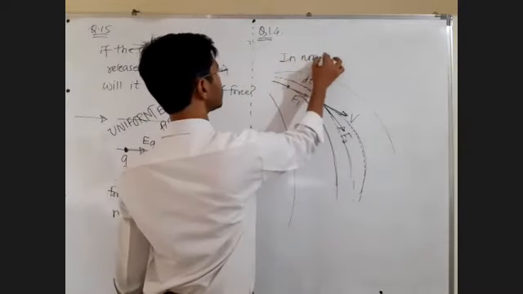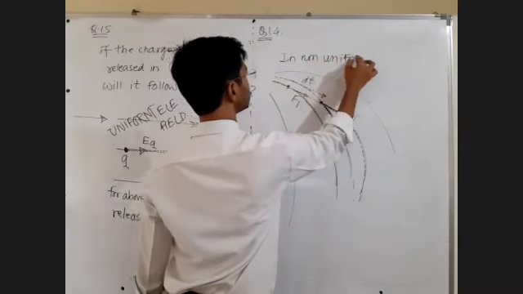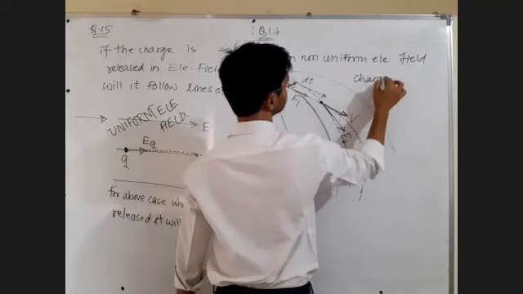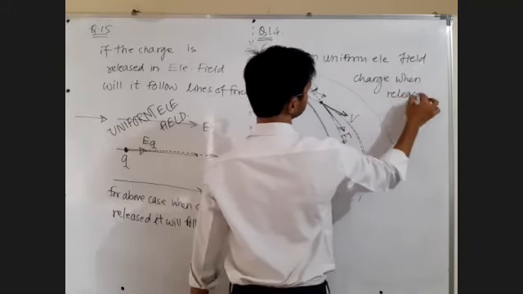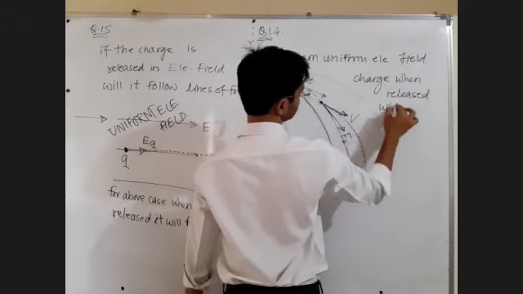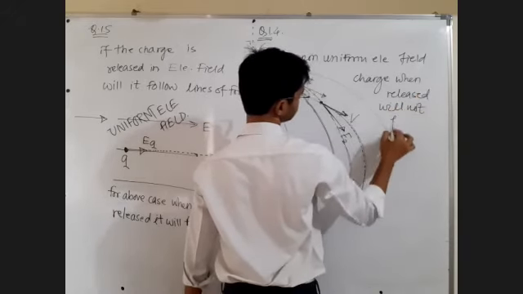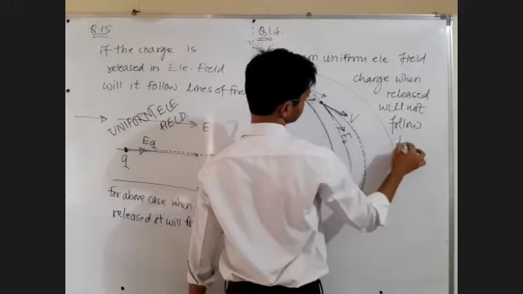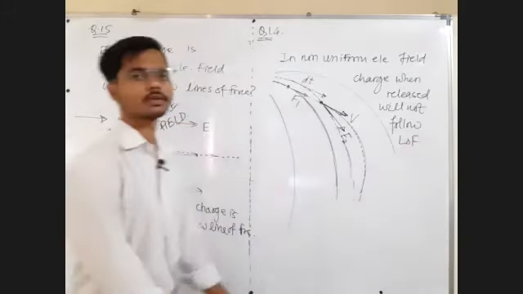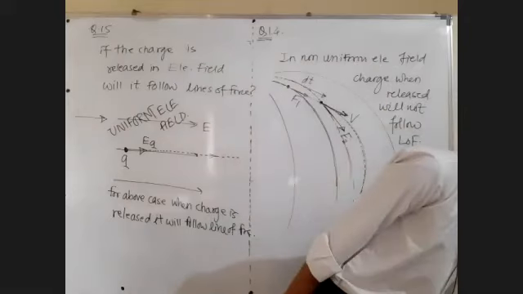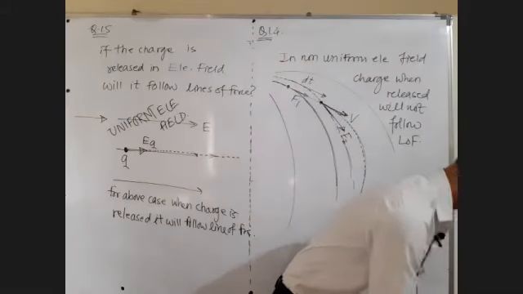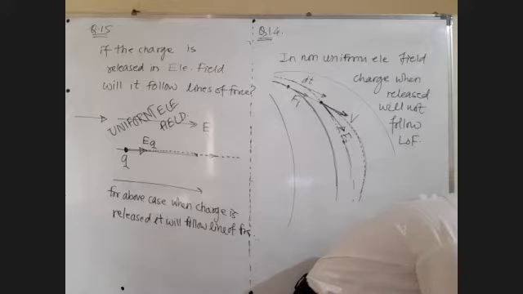In non-uniform electric field, charge when released will not follow the line of force. Charge will not follow the line of force. Okay, the trajectory is going to be some different. It's a typical question. You have to know the concept of uniform and non-uniform electric field. That's it.